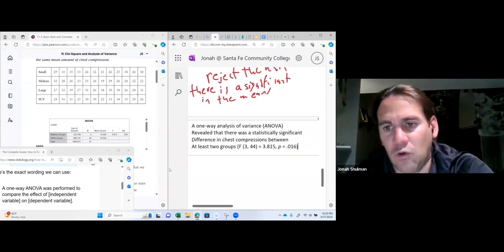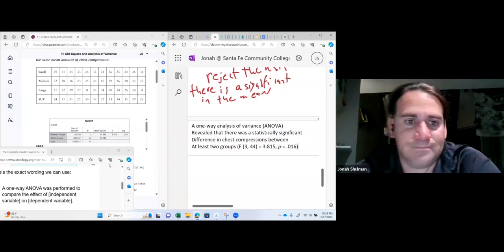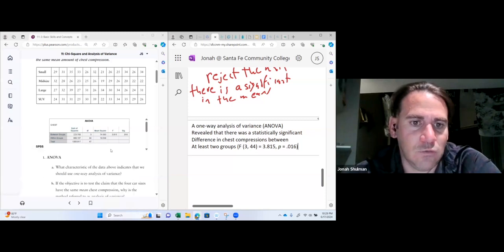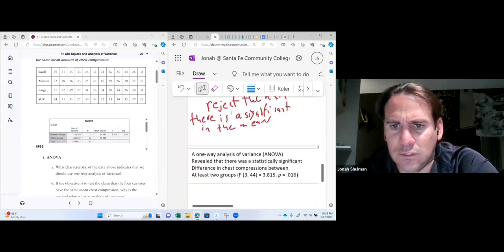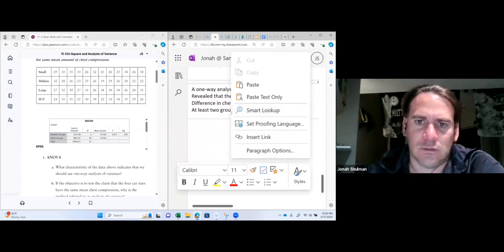Ta-da. And this is exactly how it will be written in a research paper. Isn't that exciting? All right. Well, we did 1 through 4. Super easy, 11, 13, and 14. Here's number 11.